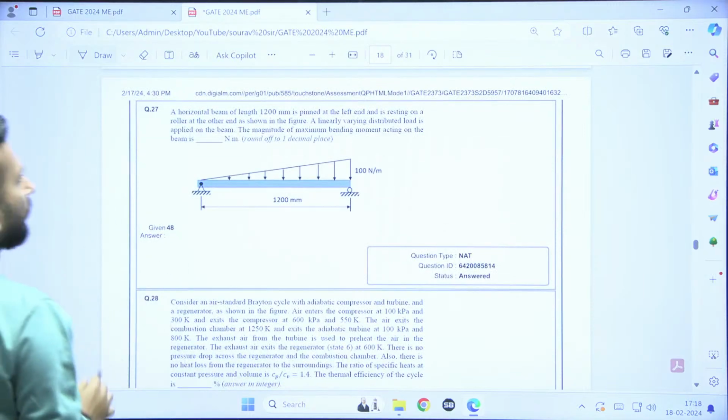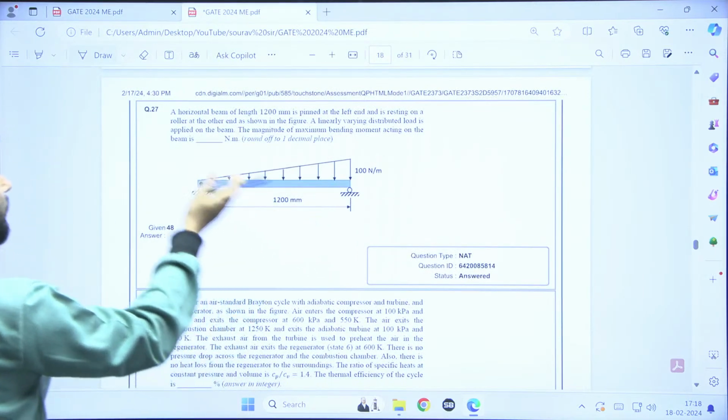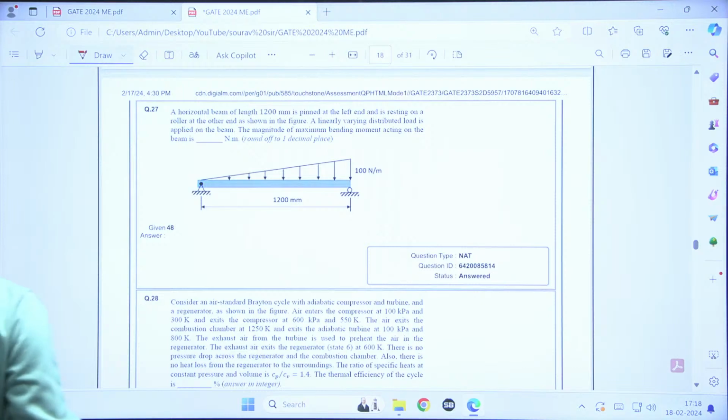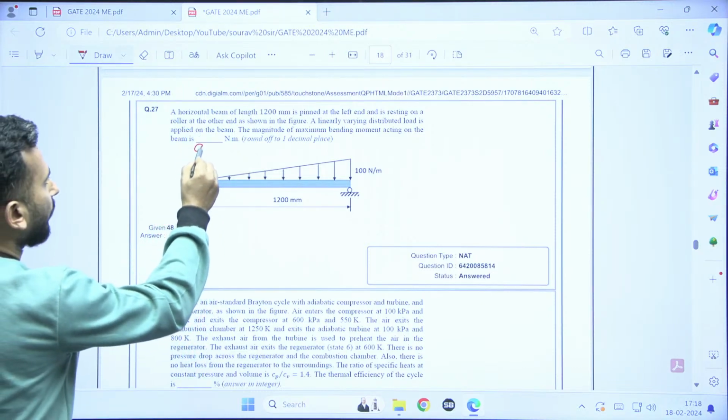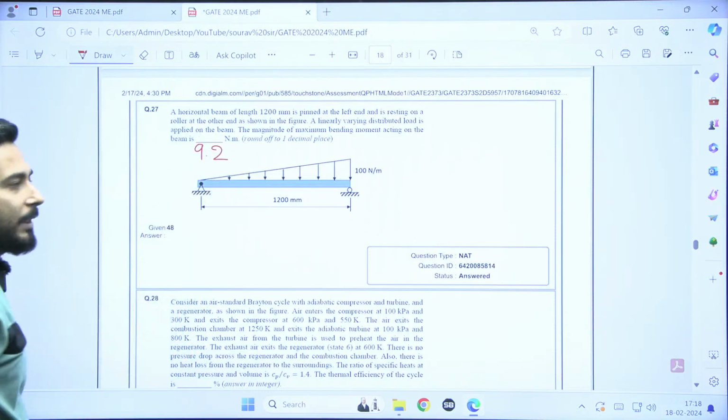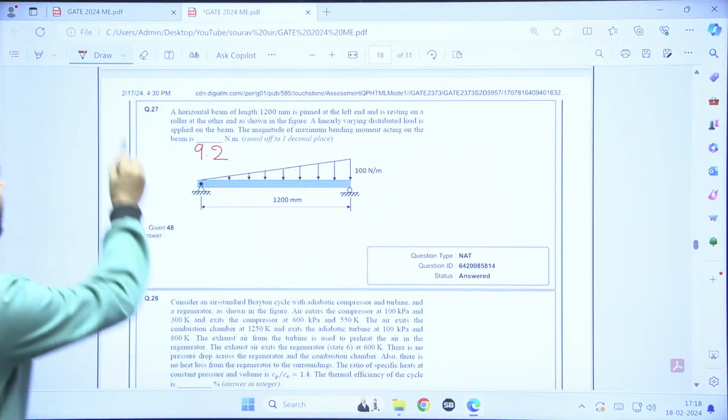So you can do it by direct formula also, by concept also. The answer for this will be 9.2. The answer for this will be 9.2 Newton meter. Yes, 9.2 Newton meter.